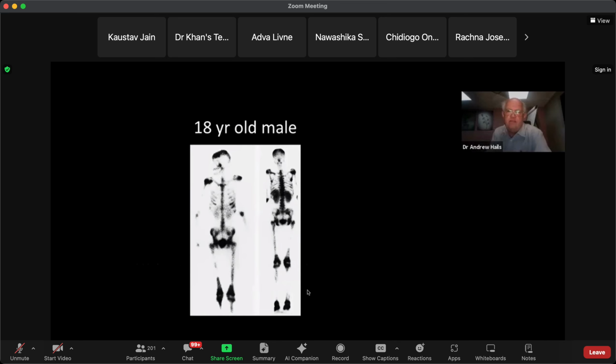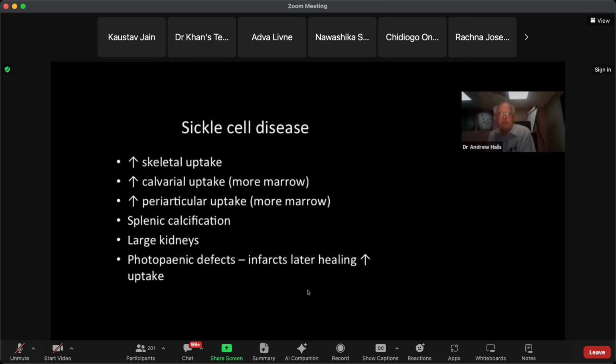An 18-year-old male, where you have increased size of the kidneys, you often get calcification in the spleen, increased uptake at the ends of the bones. It's sickle cell disease, but obviously you don't diagnose sickle cell disease in this way. Periarticular uptake, skeletal uptake, calvarial uptake, and you may get photopenic defects, which are due to bone infarcts, which later heal, and then you get increased uptake at that area.